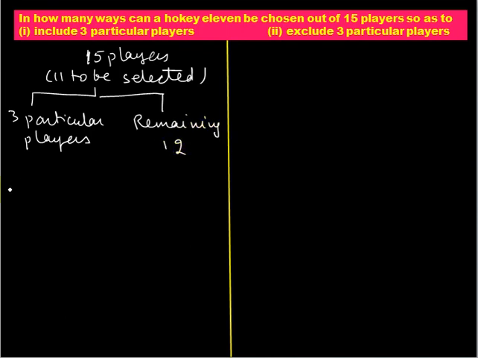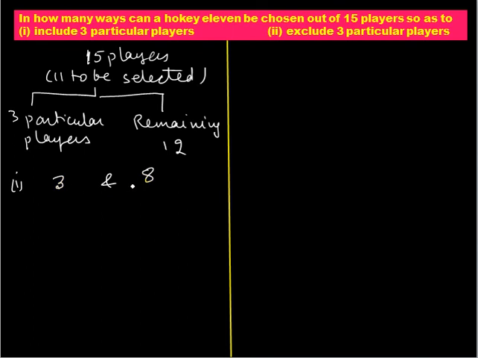Now look at both the cases one by one, how we will be dealing with them. In the first part, when you are selecting 3 particular players, so they will come from here. So 3 from the first part, and how many from here? See, the total has to be 11. So if these 3 particular players are already included, then we have to select remaining 8. So those remaining 8 will come out of 12.